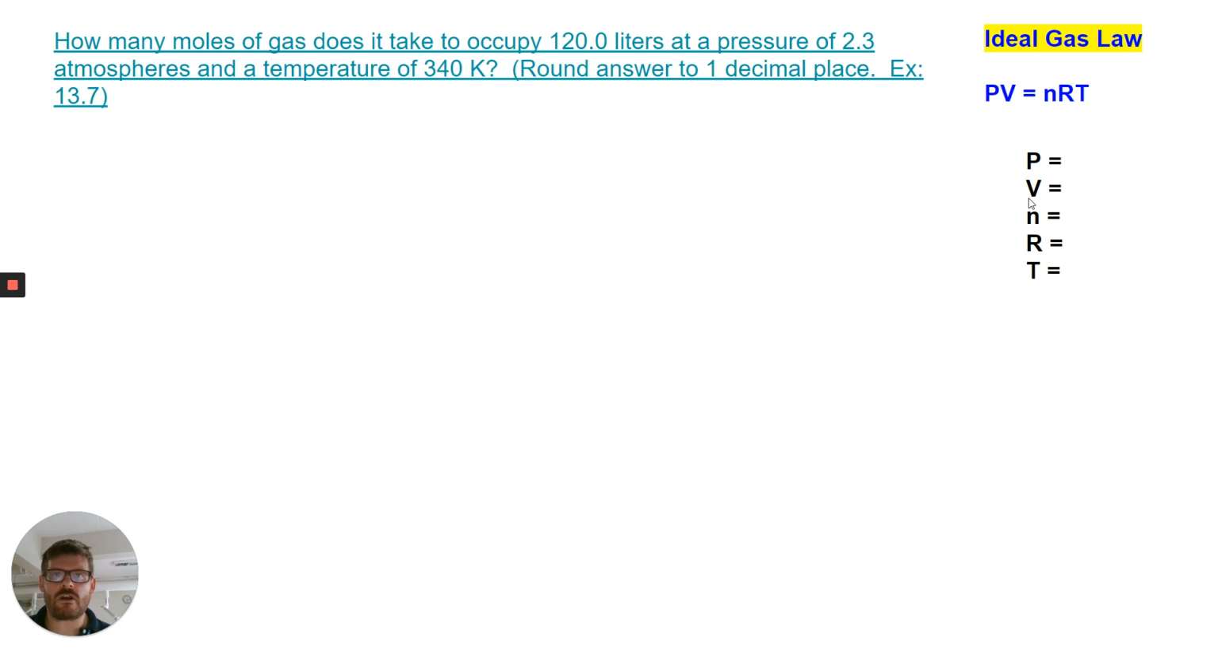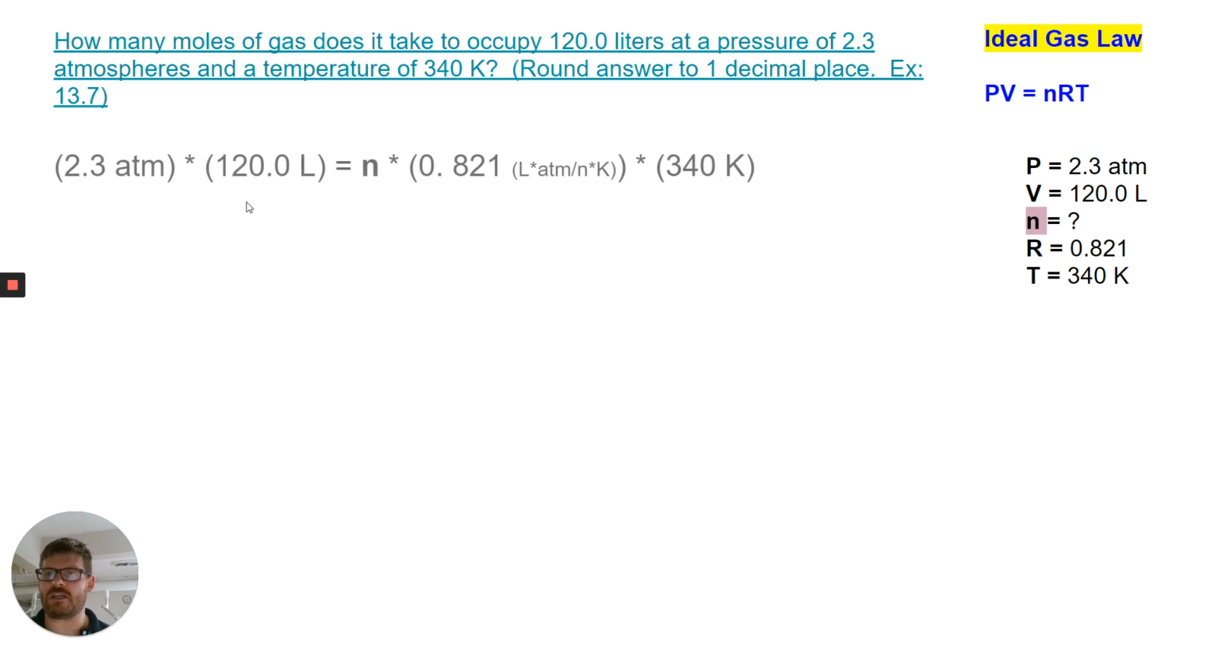So have your list of variables over here. Once you see that you're working with moles, the ideal gas law is the only one that has anything to do with moles. And it's also got the other three variables. So this is what we've got here. These are our numbers. N is what we're looking for, in moles. And let's put this into our equation now.